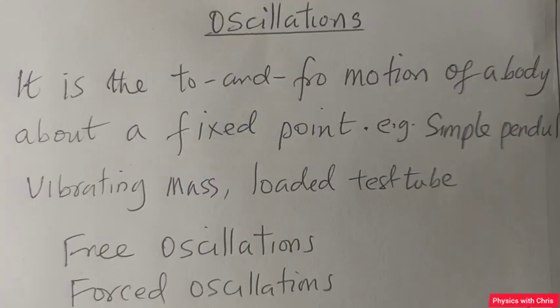In this video, I'm going to be looking at this topic, oscillations. Oscillations is an important topic in physics, whether you are talking about O-level physics or A-level physics. In O-level physics, it is called simple harmonic motion, a type of oscillatory motion. Of course, you know that oscillatory motion is a to and fro motion of a body about a fixed point. An example is a simple pendulum motion. In A-level, it is simply called oscillations.